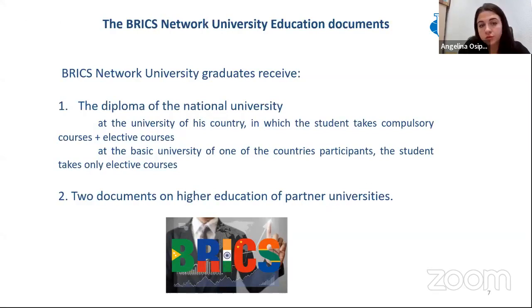BRICS Network University graduates receive two types of diplomas. The first one is a diploma of the national university, the university of his country, in which the student takes compulsory courses and elective courses. And at the basic university of one of the partner countries, the student takes only elective courses. The second type is two documents of higher education of partner universities.